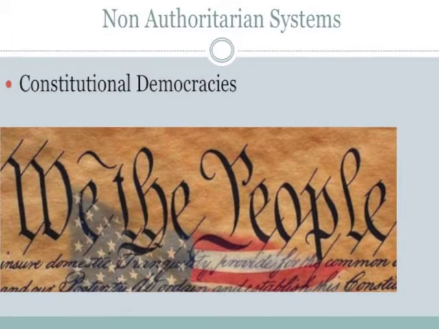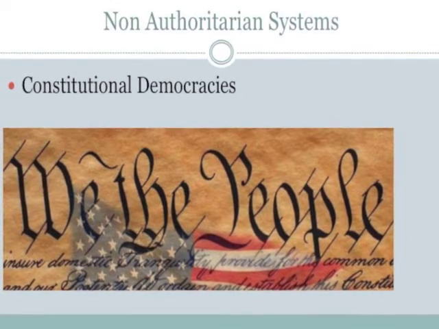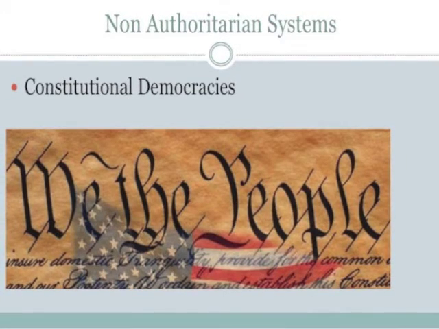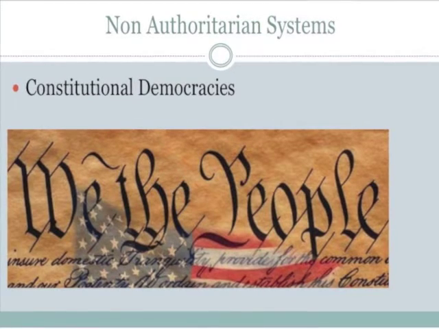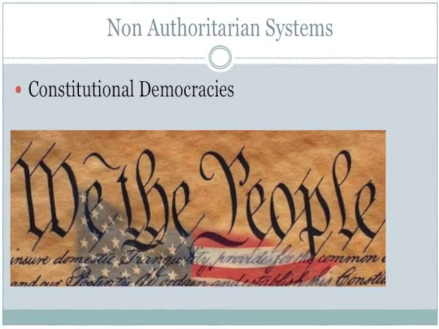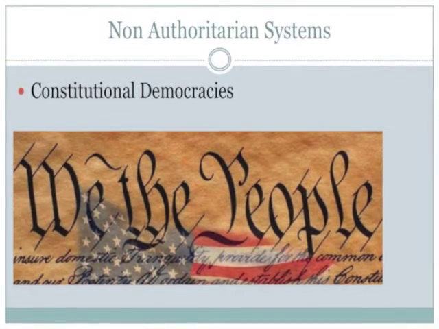Non-authoritarian systems are systems that limit the powers of the government and place ultimate sovereignty in the people. Contrary to ruling by the few, democracies empower the masses to rule. Democracies vest the power in the people. Some examples of constitutional democracies include the United States, France, Italy, Denmark, Holland, Chile, Brazil, and India.